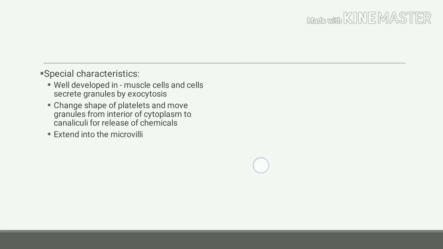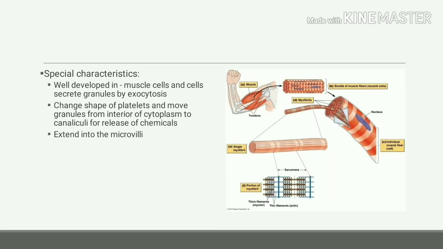Special characteristics of microfilaments. These microfilaments are well developed in muscle cells, but they are also present in all cells and they are better organized in some cells. They are well developed in cells that secrete granules by exocytosis. They are also important for platelets to change their shape, as well as to move the granules of the platelets from inside of the platelet to the canaliculi of the platelet, and therefore these granules can release chemicals easily.